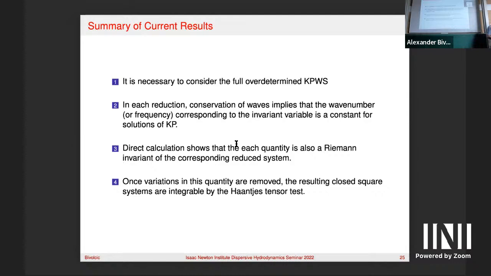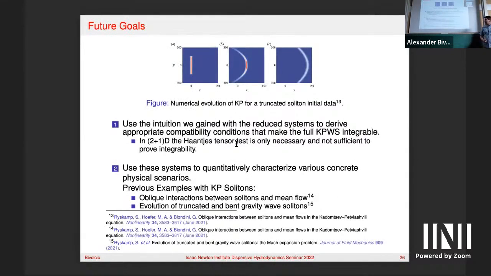So what do we hope to do from here? Well, twofold. First off, we'd like to use this intuition to figure out the correct compatibility conditions to make the full system integrable, right? As I mentioned before, this tensor test is only necessary. It's not sufficient to show that the system's integrable, but I'd like to at least cross that bar if necessary. So that's one direction that we'd like to go into from there.